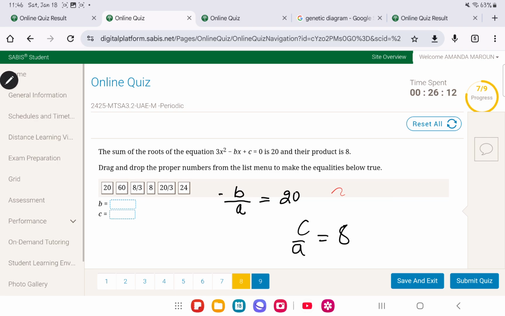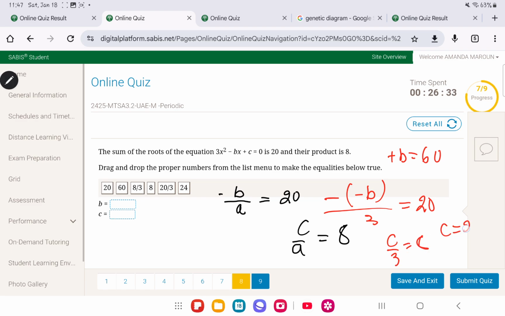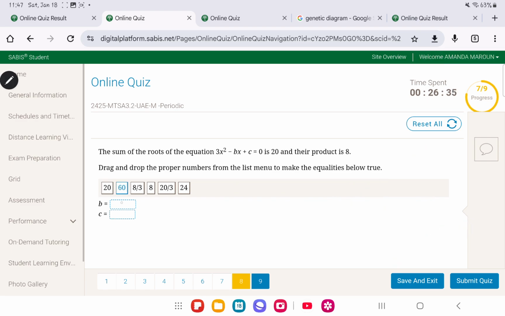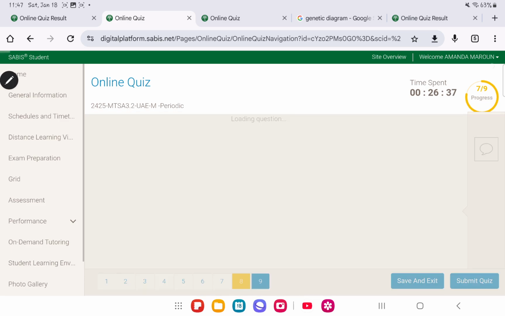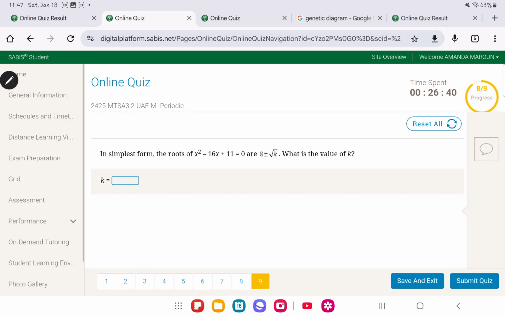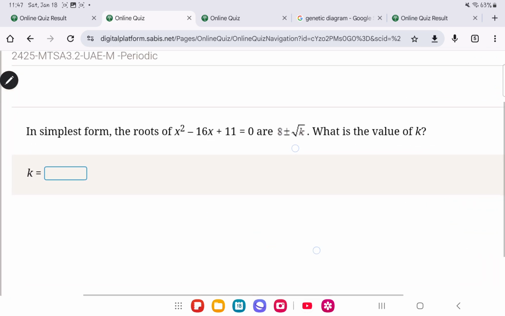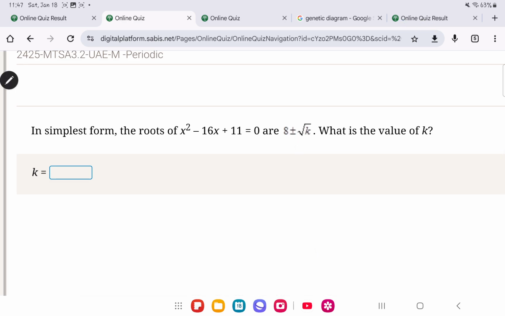So minus b, because it's written as minus b, over 3 is equal to 20. So plus b is equal to 60. And then c over 3 is equal to 8. So then c is equal to 24. So yes, here is 60 and here is 24. Moving on to question 9, which is the last one and a very fun one, in my opinion.